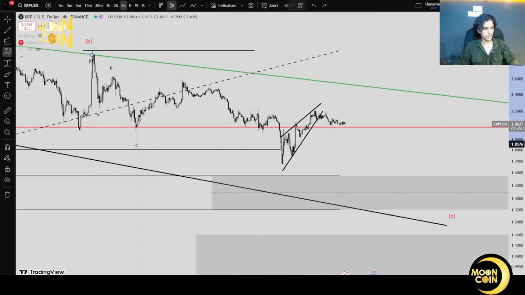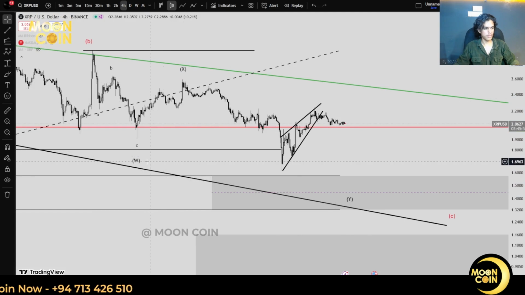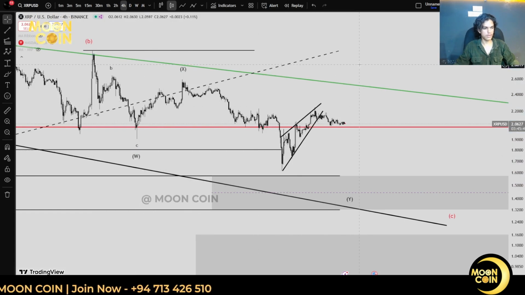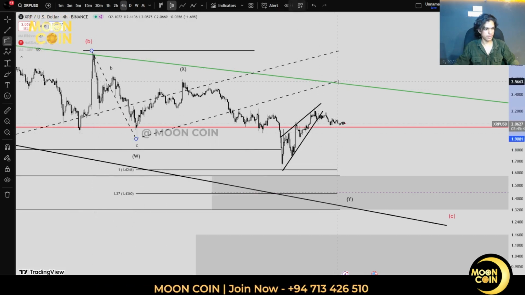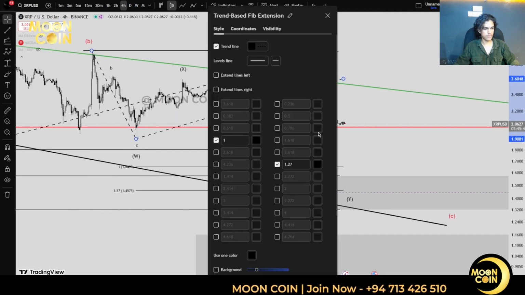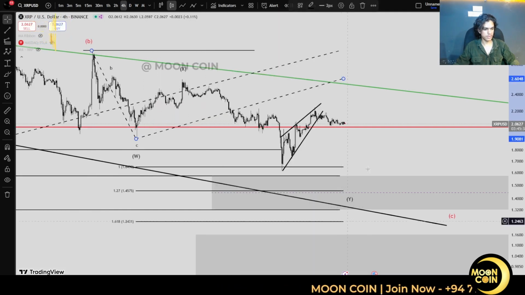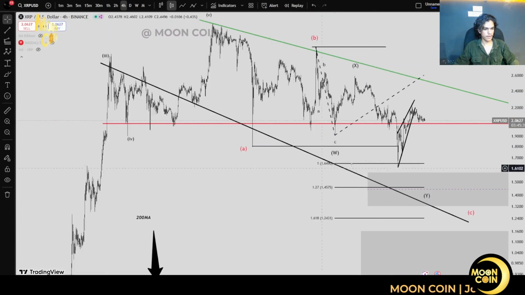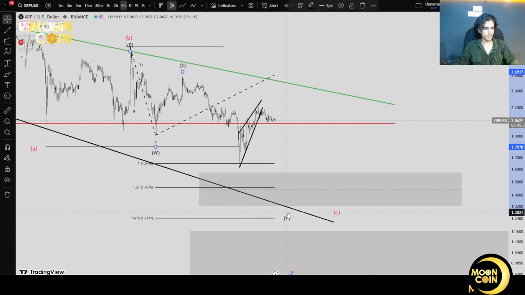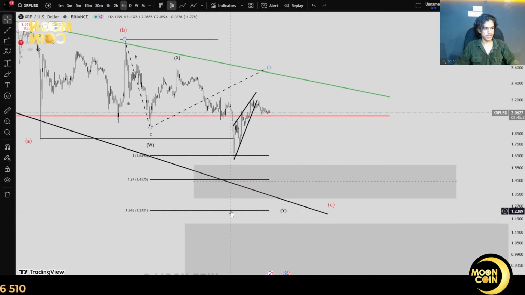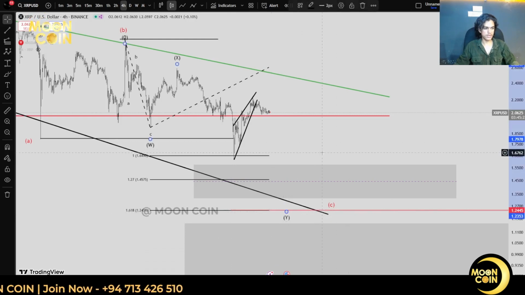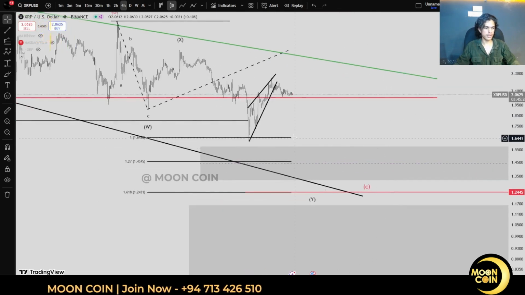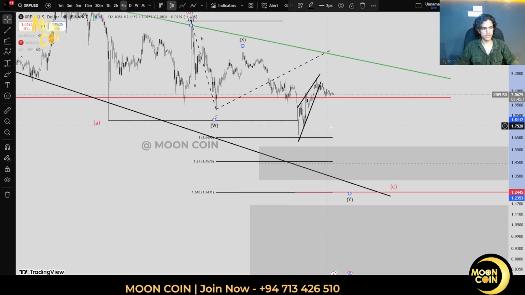Okay, zigzag pattern, so it's like a double zigzag. So it's a W wave, and this will be X, and the Y wave should be below. Okay, it should be 1.6 fib level or 1.27 fib level. So let's measure that where the Y wave should go. So it's 1.6 level also. So according to the fib level, the market should reach this $1.24. Okay, so this is the maximum expected price for the Y to complete. Okay, this is where Y should complete.